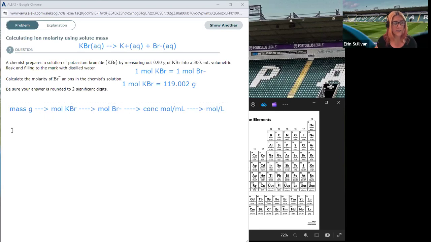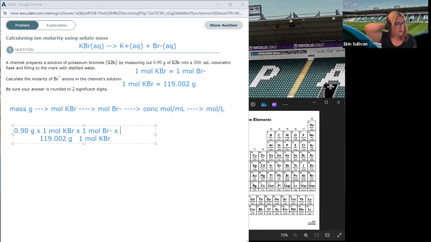Okay, so mass in grams was 0.90 grams. Mass in grams per mole is 119.002 grams for every 1 mole KBr. So notice that I'm still including my mole ratio. For every 1 mole of potassium bromide that dissolves, it yields 1 mole of bromide anions. So mathematically that doesn't change anything, but look at how the units are still changing.